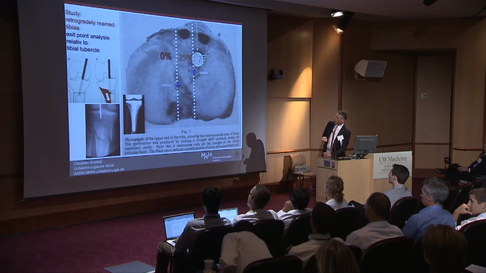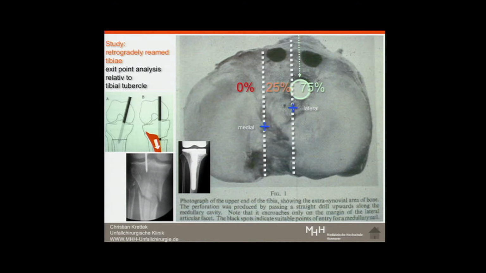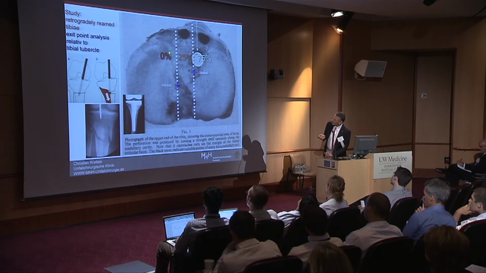This is a very, very old, but nonetheless a good study, because it analyzed the anatomy of the proximal tibia. The proximal tibia is not a symmetric organ, it's asymmetric, and we know all these asymmetric prostheses which have this offset in order to hit the medullary cavity. So the study did some retrograde reaming, and in 75% of the cases they ended up lateral of the lateral spine of the tibia, in 25% between the medial and the lateral. In 0%, they ended in the medial to the medial spike.